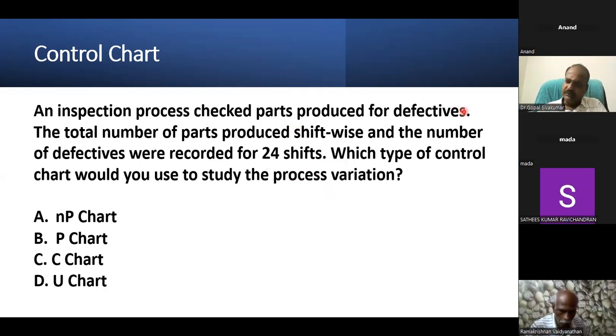Now it is defectives. Defective means what should be your option? P chart or NP chart. Now every shift they are checking the defectives. Can the number of units produced per shift be constant or variable? Variable. So what will be the chart, P or NP? P chart. P is the correct answer. Very good.